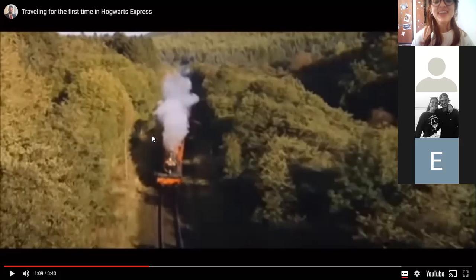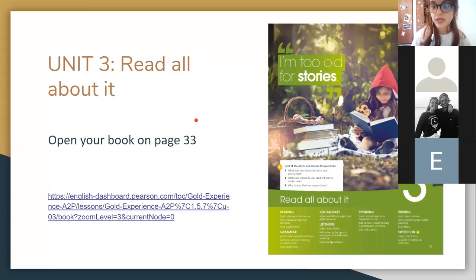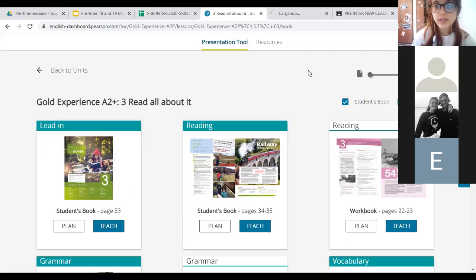Ah, okay. So this is the little introduction, and I want you to keep this picture of the train in mind. And with that, we are going to start working with Unit 3. If you have your book, open it on page 33. It looks like this. So I'm going to show it to you here.